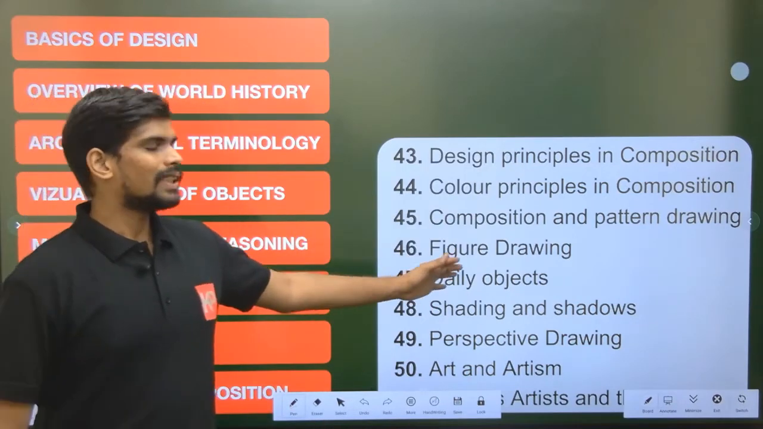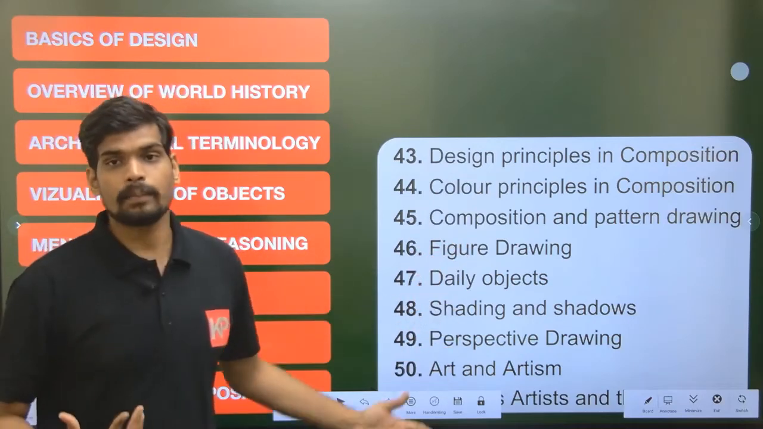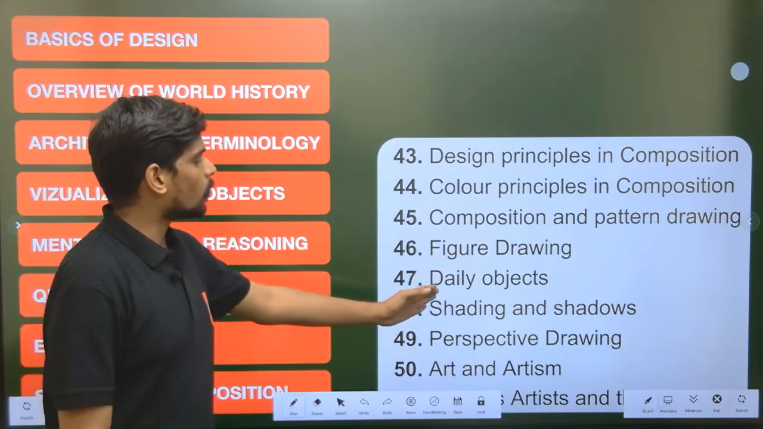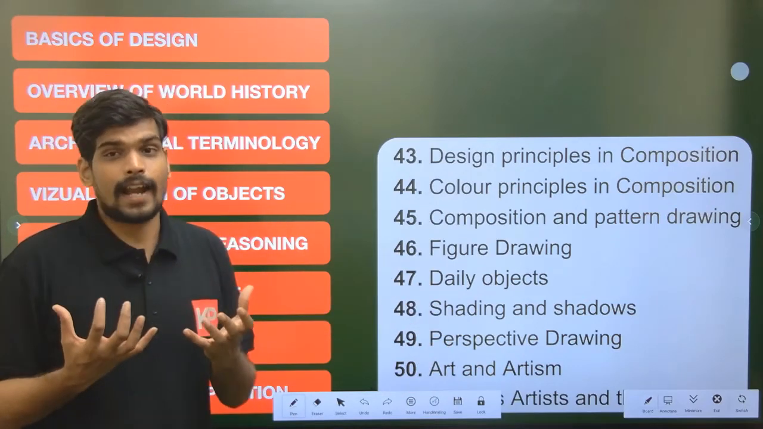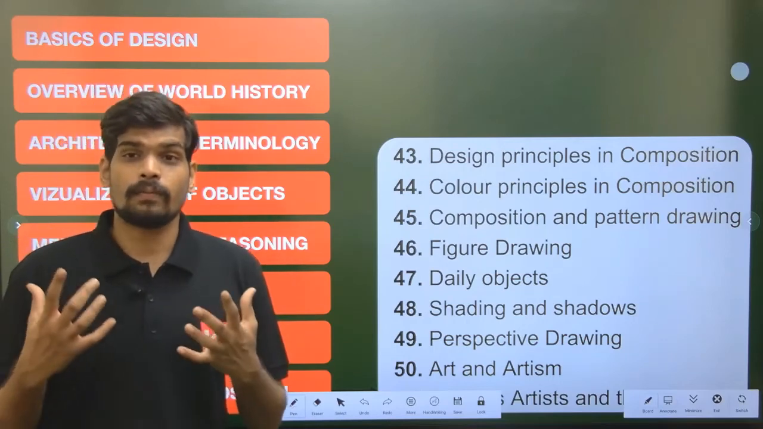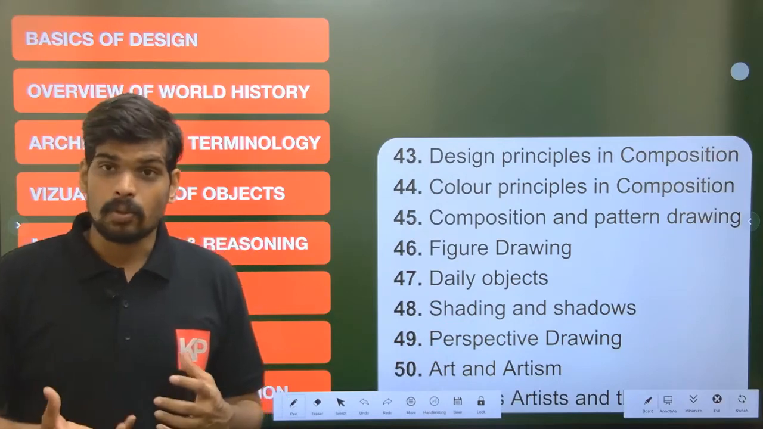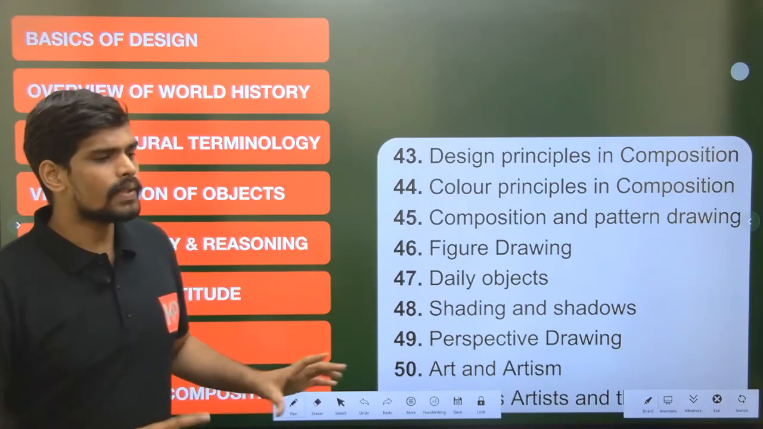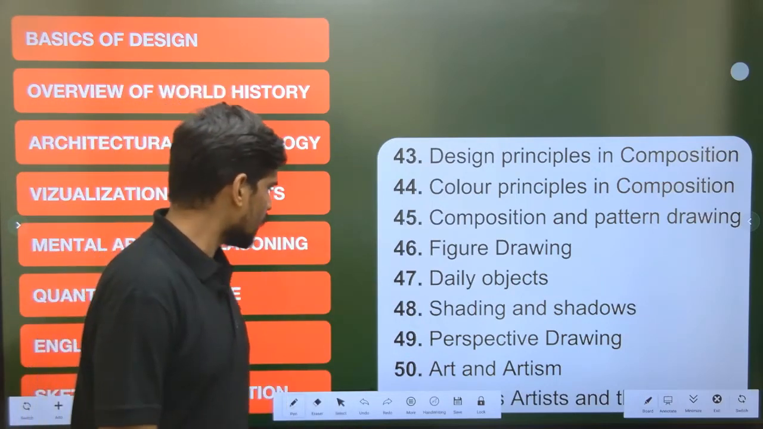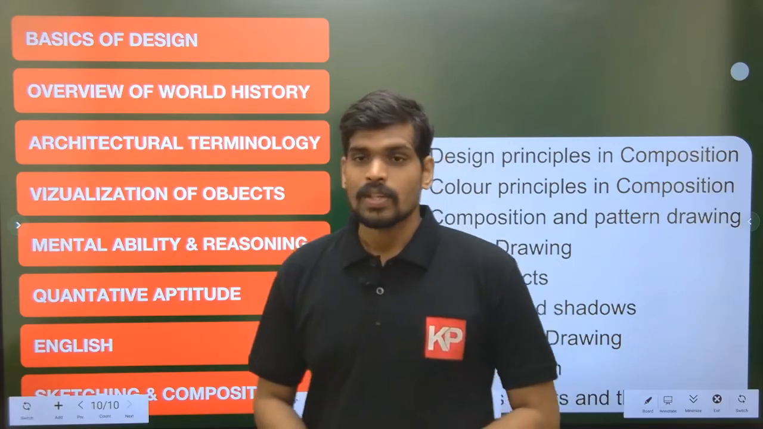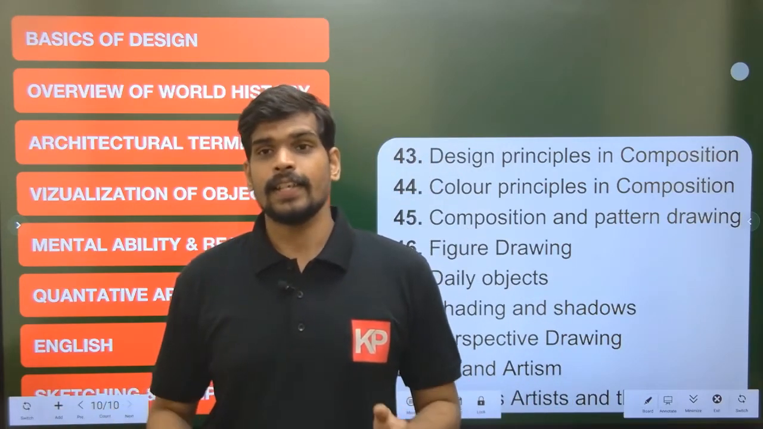And we also will learn the topics of how to draw figures, how to draw anthropometric proportions, that is human proportions, how to draw daily objects, shading and shadow techniques, how to make your objects or elements stand out in the figures, because all these are important from JEE point of view when you sketch your drawings. And understanding various types of artwork, this is important from NATA point of view specifically. So we will cover everything related to sketching and composition in this last module, that is module number 8.